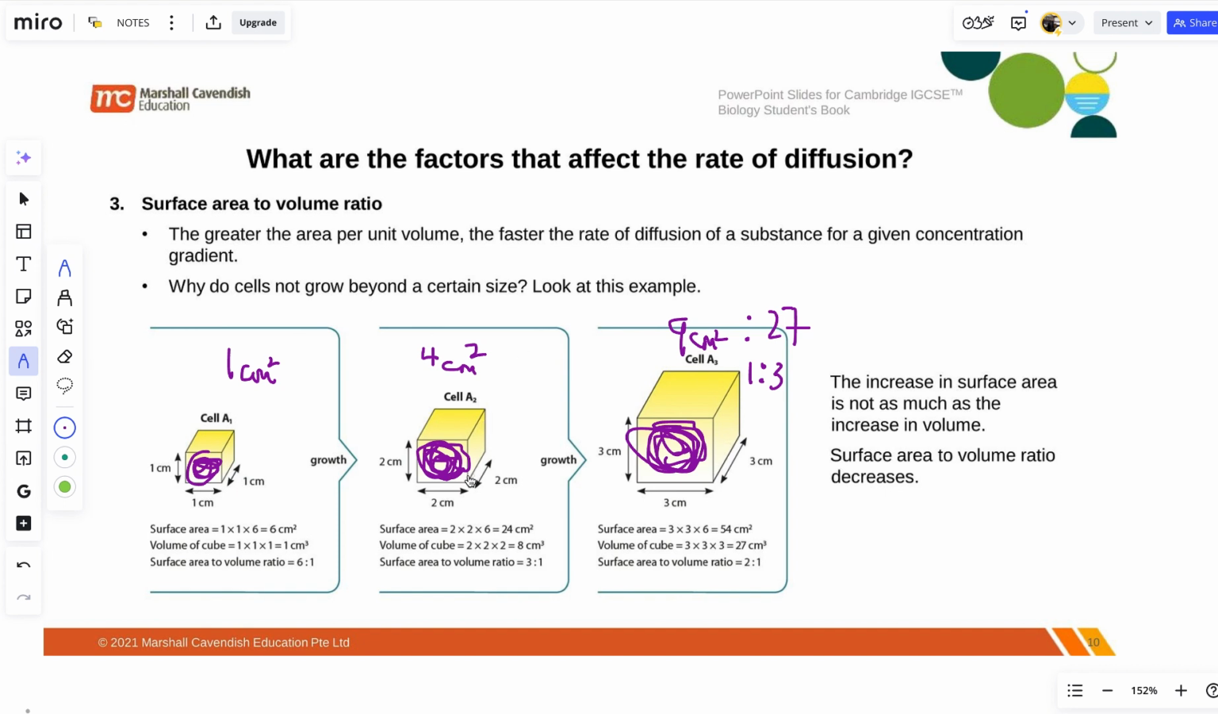If you do this one, what is the volume of this? 2 times 2 times 2, that's 8. So this one is 2 to 8. If you break this one down, this will be ratio 1 to 2, because the volume of this one is 8, 2 times 2 times 2. 8 divided by 4, you get 2. So this is ratio 1 to 2.